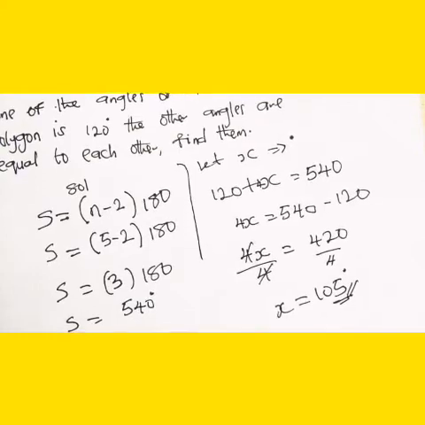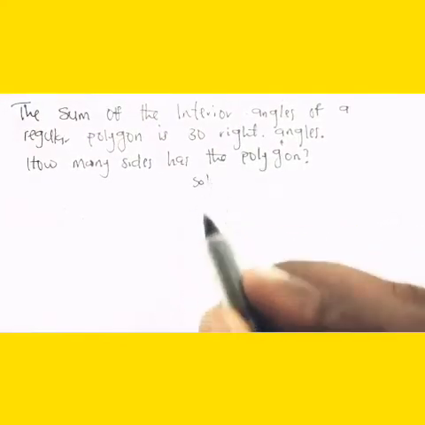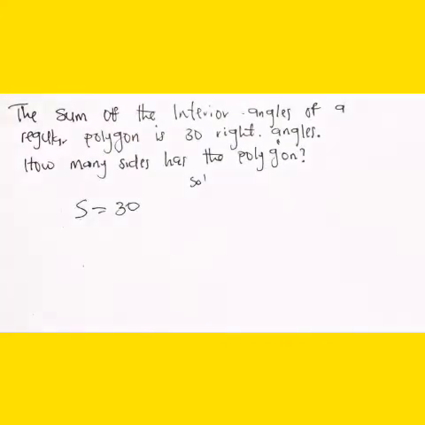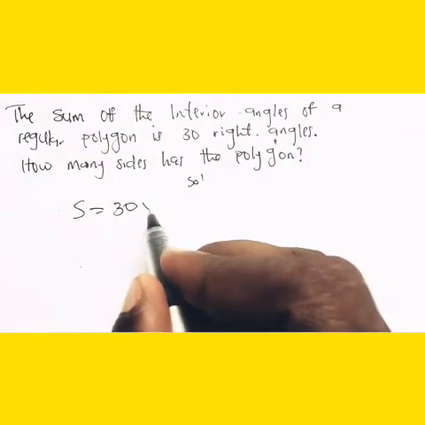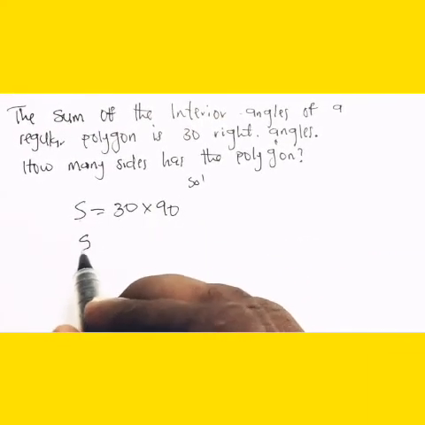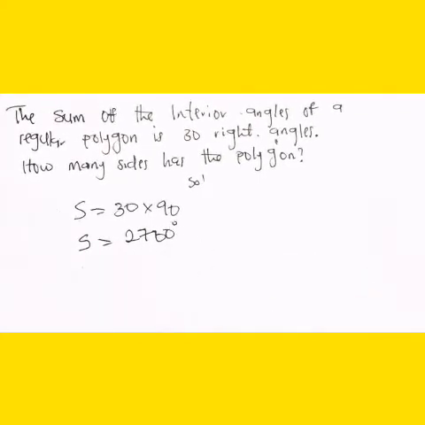Now let's move to question number 2. It says the sum of the interior angles of a regular polygon is 30 right angles. How many sides has the polygon? So we have to look for the number of sides of the polygon. The sum of the interior angles x is given as 30 right angles, but a right angle is 90 degrees, so x equals 30 times 90, which is 2700 degrees.